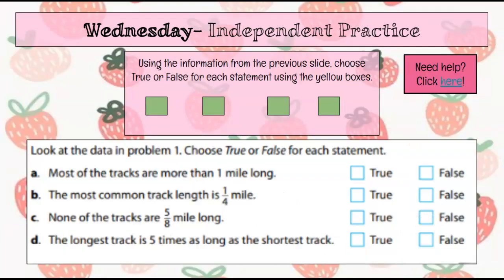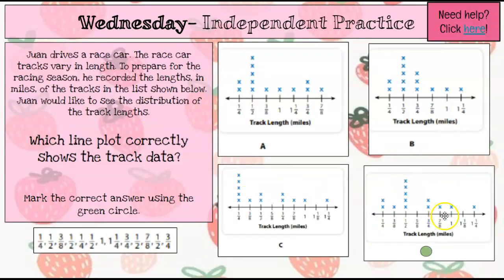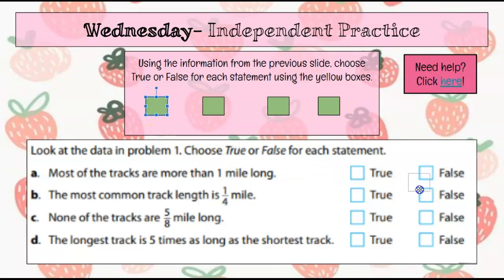Let's move on to the next page. Using that same problem, let's answer true or false for each of the statements. Most of the tracks are more than 1 mile long. If we're looking at this graph here, there's only one that's more than 1 mile long. So that is false. Not most of them are more than 1 mile long. If it said most of them are less than a mile, then it would be true, but that's not what it says.